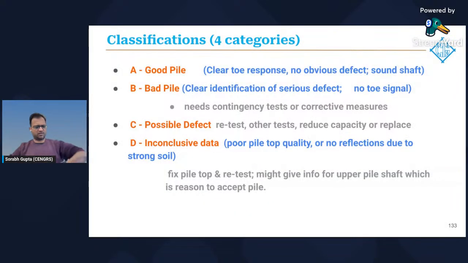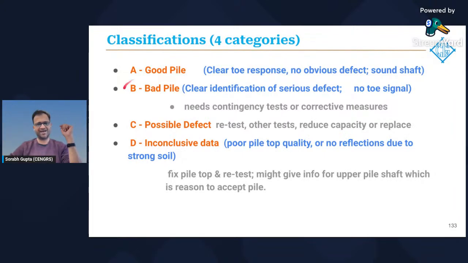I think I'll jump to the conclusion. We have only 7 minutes left. In terms of classification of PIT data, some people like to use a simple classification: A, B, C, D. Grade A piles are good piles. Good piles means you have a clear toe response, so you can determine the length of the pile. There is no obvious major defect and it seems to be a sound shaft. This is like the model PIT data which I showed you earlier, with a good toe response, a good head response, and a horizontal line in between.